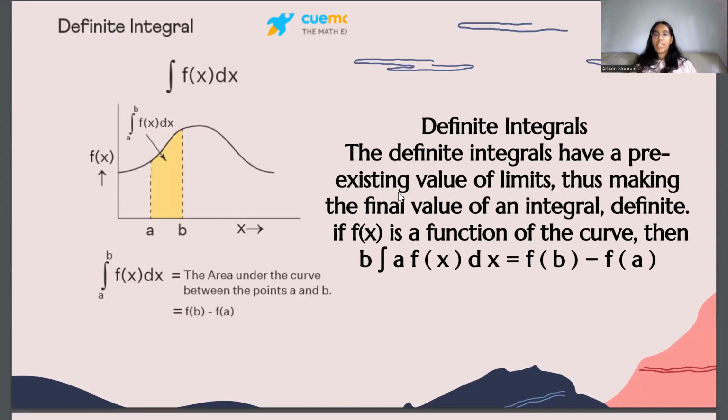In a definite integral, we have pre-existing limits, thus making the final value of the integral definite. If f of x is a function of a curve, then the integral from a to b of f of x dx becomes f of b minus f of a. If you observe the graph, if we have divided this into many rectangles, here there is one rectangle which we have. From a to b, we are integrating f of x, we are finding this space by integrating from a to b. Then we find the accurate area. This is definite integrals.